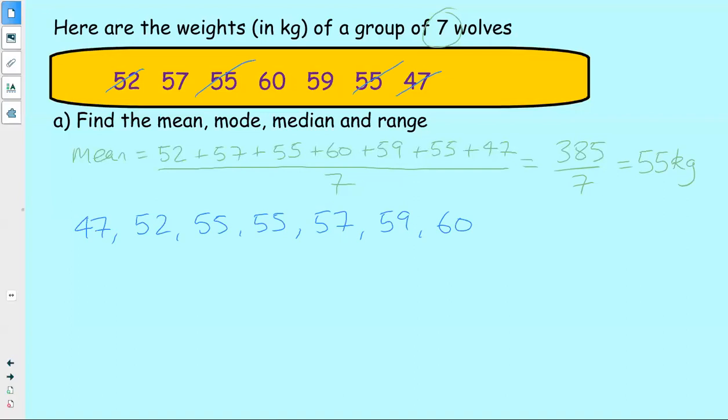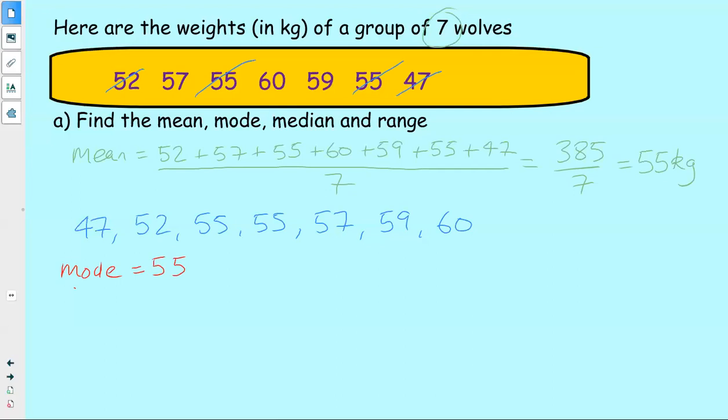So the mode, remember what the mode is, the most common number in the data set, and in this case, it is 55. 55 appears twice. Every other value or member only appears once. So 55.